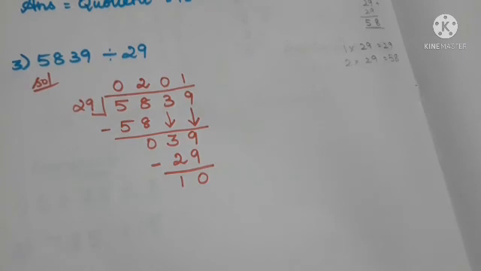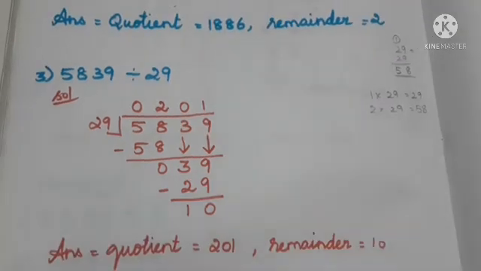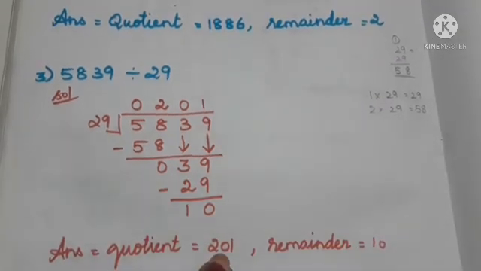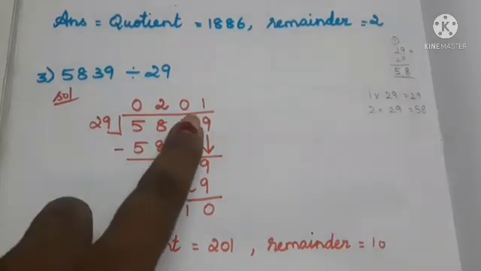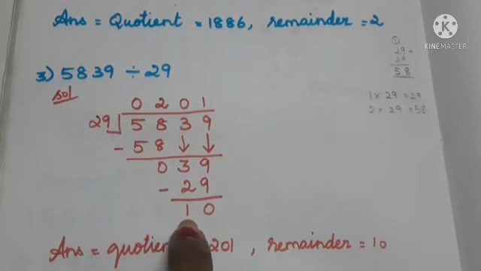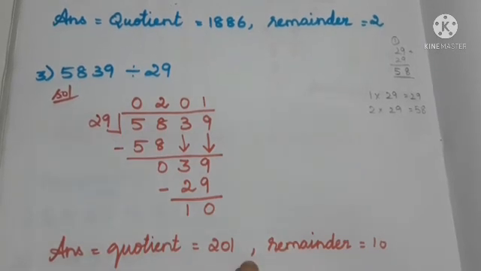So what is our quotient now? 201 is the quotient and 10 is the remainder. Okay, we can write it. So our answer is: quotient is equal to 201, and remainder is 10.